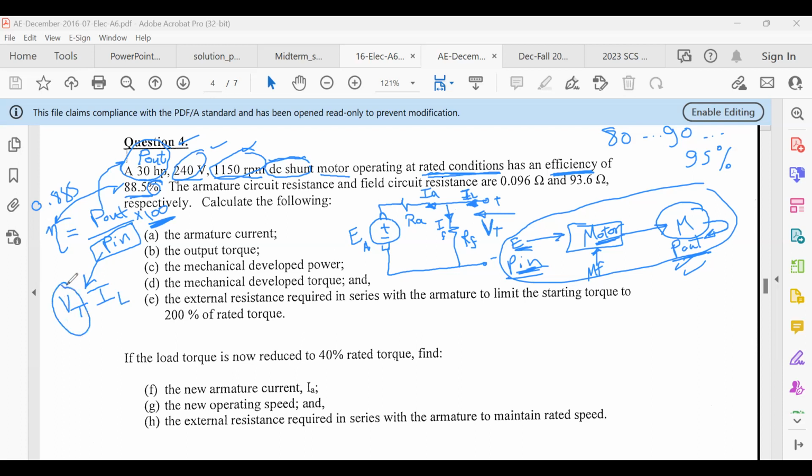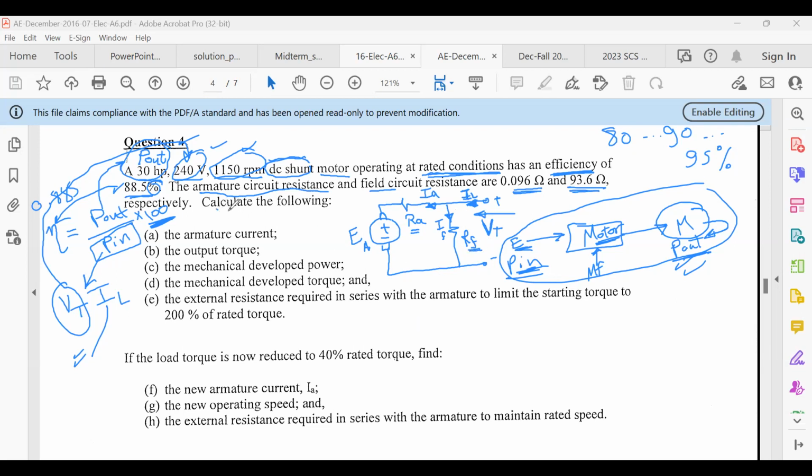We have the V terminal, 240. You can calculate the line current. Okay. Then they provided some values here for the armature circuit resistance. So RA is given. RA is 0.096 ohm. Then the field circuit resistance is 93.6 ohm. So RF is given.